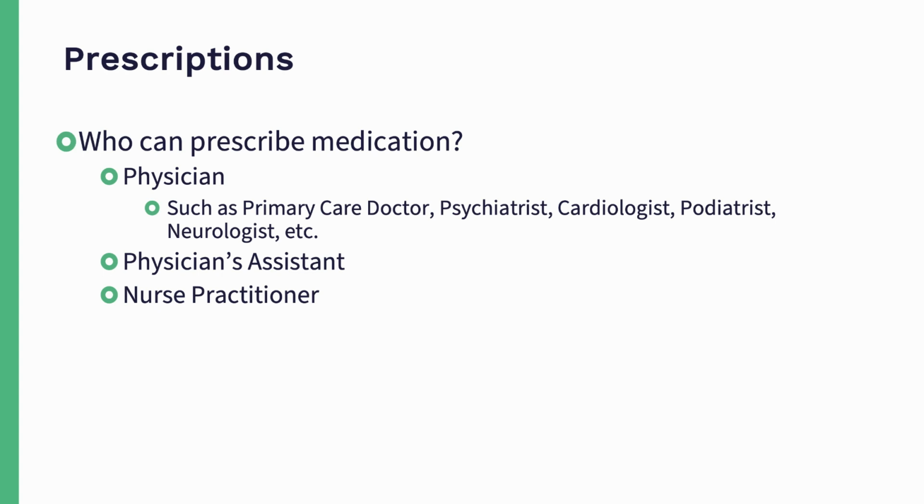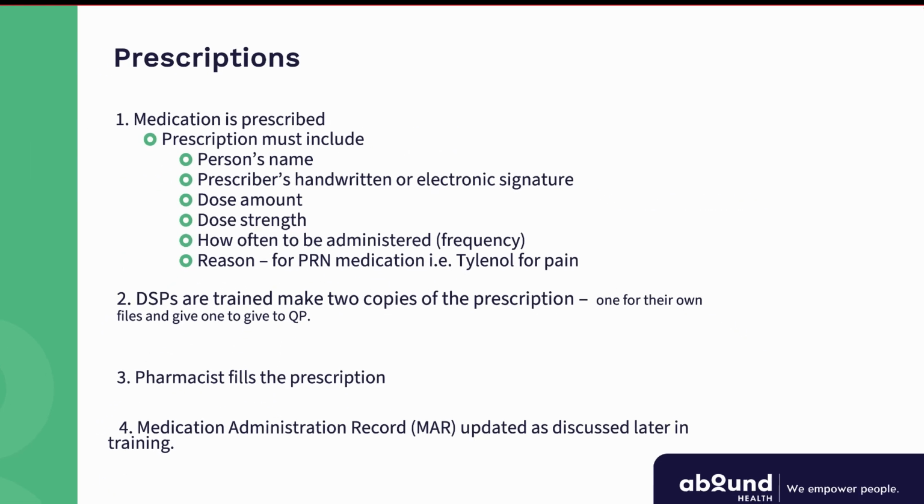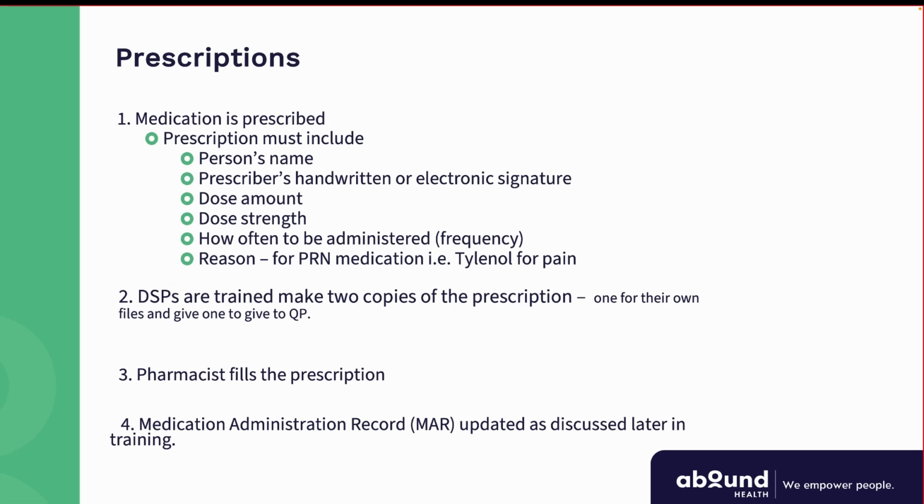Hi, everybody. So for prescriptions, who can prescribe medications? You have a physician, a physician's assistant, and a nurse practitioner. So when a medication is prescribed, the prescription has to have the person's name, prescriber's handwritten or electronic signature, dose amount, dose strength, how often to be administered, so the frequency, and the reason for PRN as needed medication, Tylenol for pain, stool softeners for constipation.